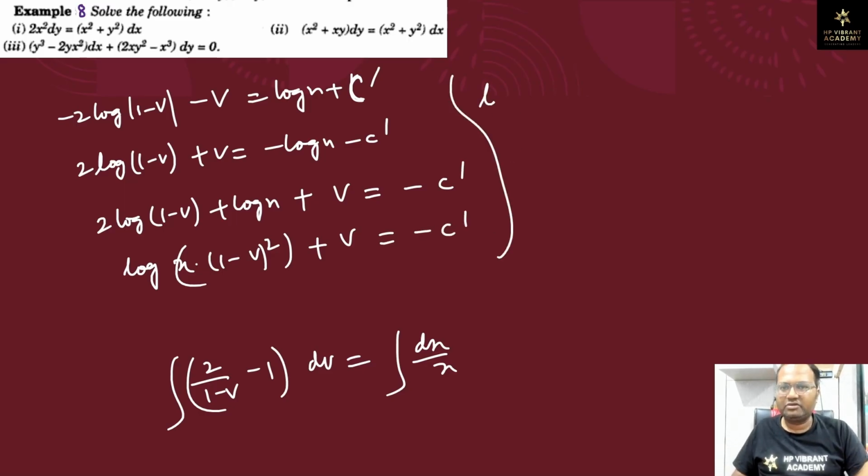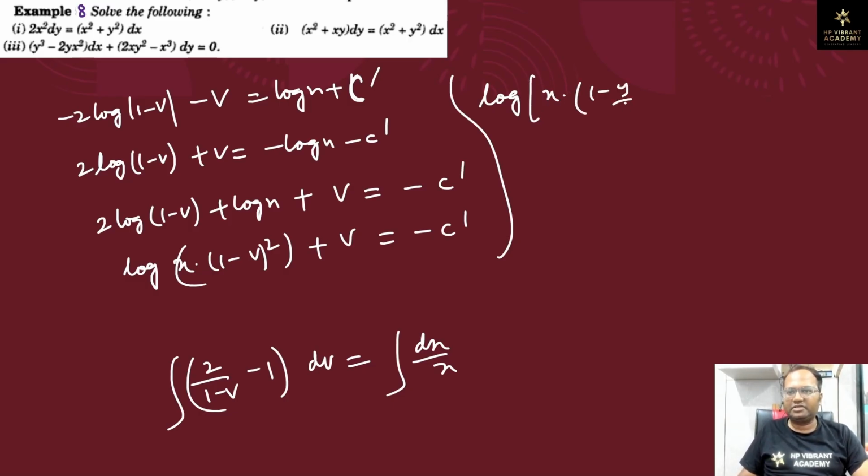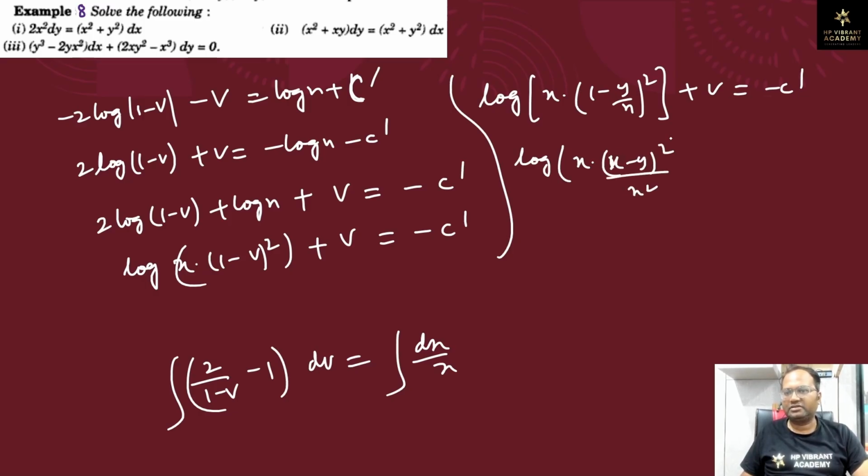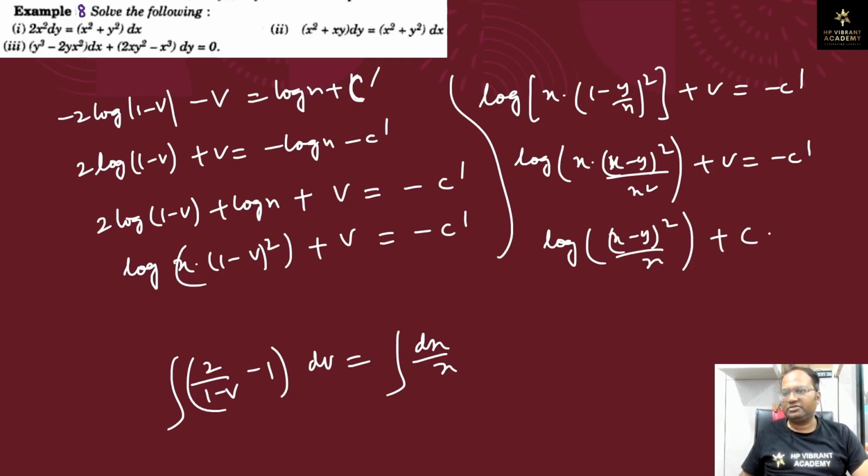So from here log of x times 1 minus y upon x whole square plus v is equal to minus c dash. So log of x times x minus y whole square upon x square plus v is equal to minus c dash. So from here log of x minus y whole square upon x plus v is equal to minus c dash plus v, and v is y upon x.